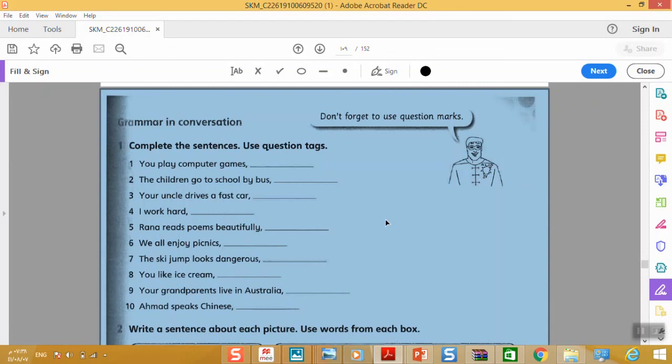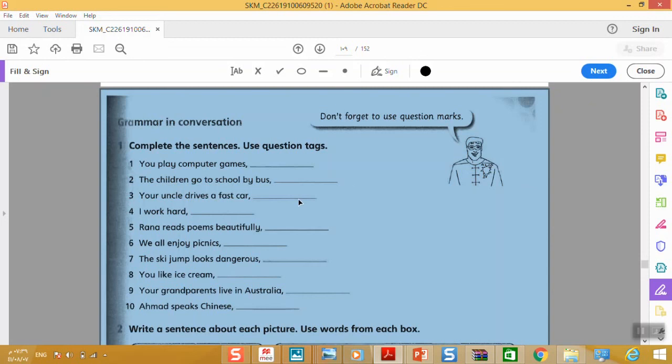Now let's take number 2. The children go to school by bus. Yes? We have the verb go. So we start with do. The statement is positive. So the question tag is negative. Don't. Then we need a pronoun that refers to the subject, the children. Yes, they. Don't they?